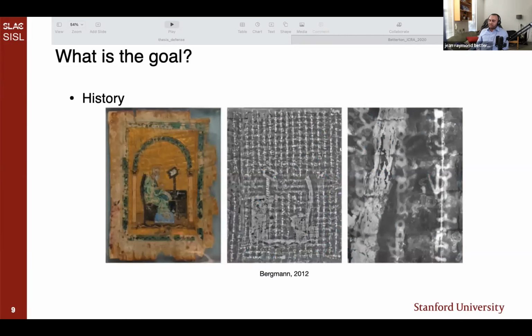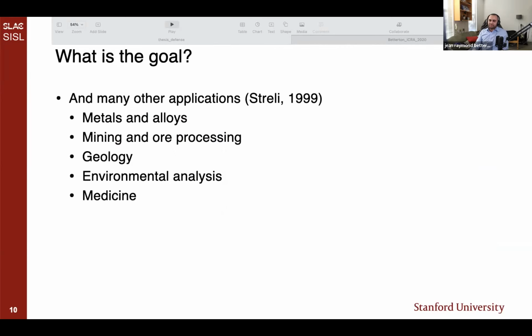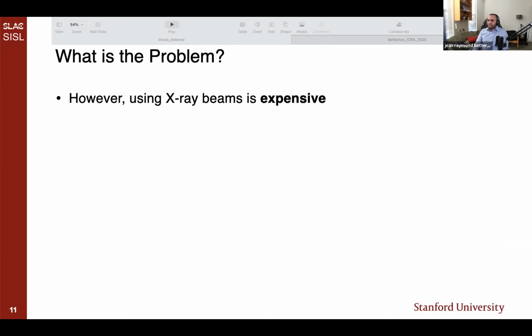And then last but not least, here appears to be just a simple painting, but no, it turns out that there's also writing underneath that as well. And this is all possible with X-ray technology. And aside from archaeology and art history, there are many, many other applications that we can apply these ideas to. Some of them are listed here. So we have a great motivation to use these X-ray beams to conduct all sorts of scientific experiments.